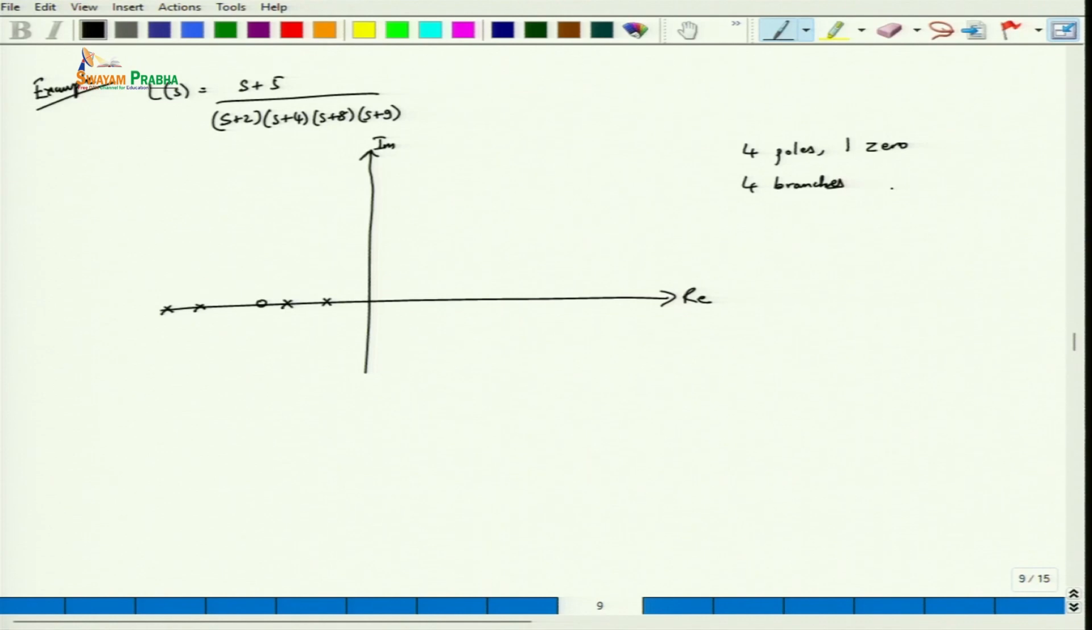So basically there will be 4 branches. One of them will start from a pole and end at a zero. The remaining will start from poles but go to infinity.